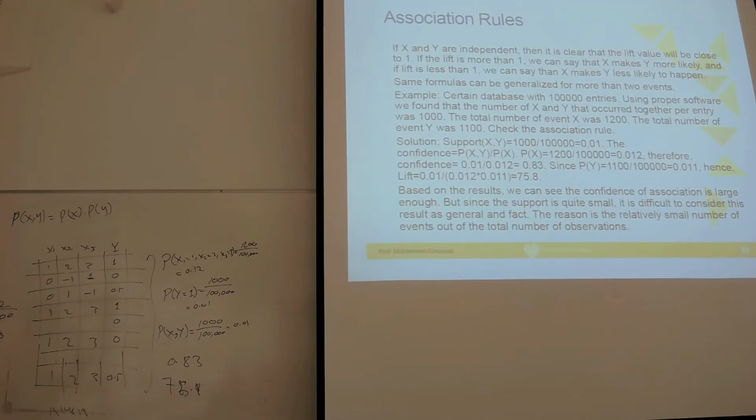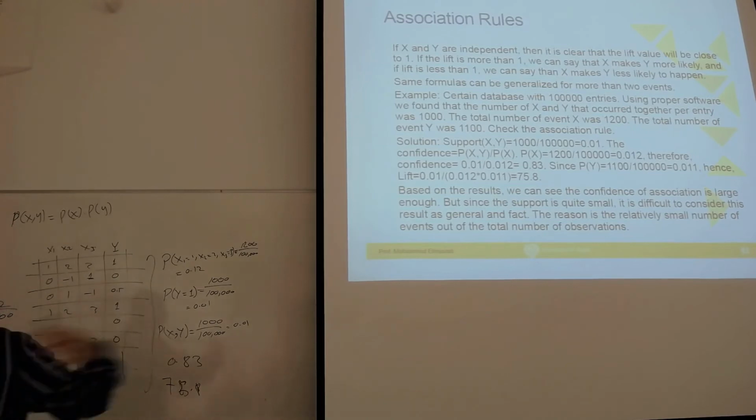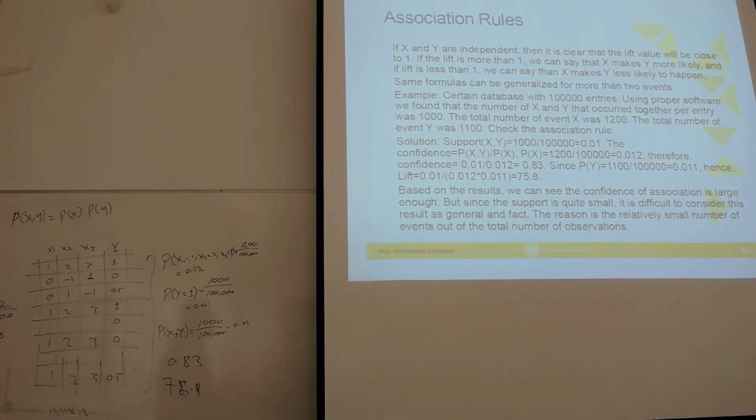It means that this assumption is valid for the current data, but we cannot generalize it. We cannot say that it is a fact that once X happens, then Y should happen, because the support is very small. So you have little data compared with the large database that you have. So you can't generalize this result here. But if, for example, the support was also large, like 0.7 or 0.8, then you can be more confident to generalize this result.